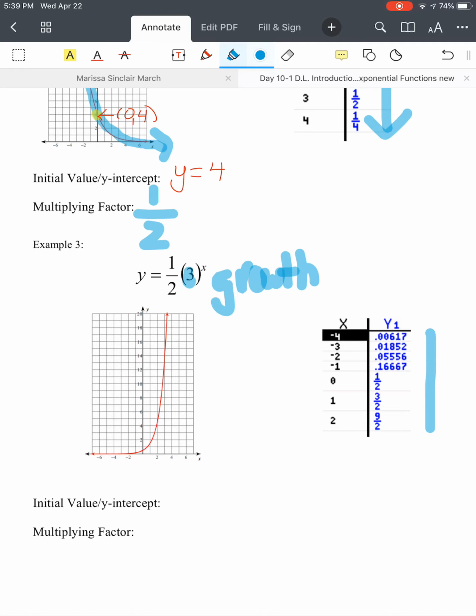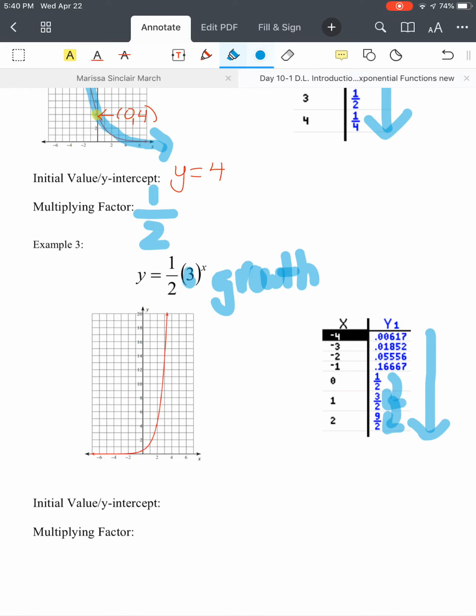I can look at the table. As my x's are getting larger, what's happening to my y's? These numbers are a little harder to see maybe because they're not whole numbers, but these numbers are getting larger. They're being multiplied by 3 every time. 1/2 times 3 is 3/2. 3/2 times 3 is 9/2.